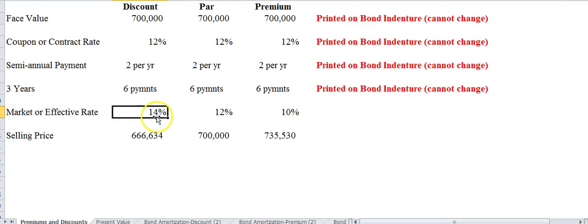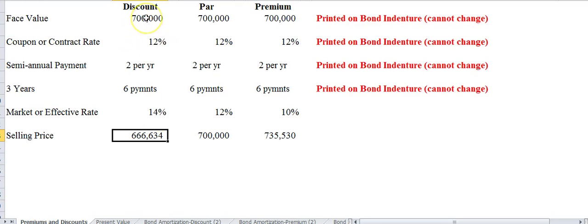So if bonds out in the market are paying 14% interest, well, then this bond will not sell at face value. Nobody's going to want to pay $700,000 for this bond. So the investor says, well, since this bond pays only 12%, I am willing to purchase your bond, but I'm not going to pay you $700,000. You will return $700,000 at maturity, but I'm only going to pay you $666,634 up front. And at the end, you pay me $700,000.